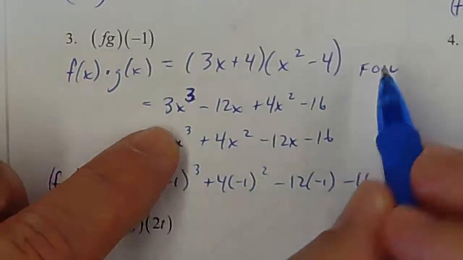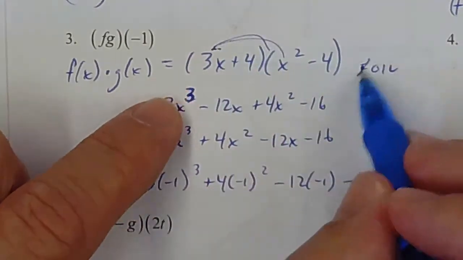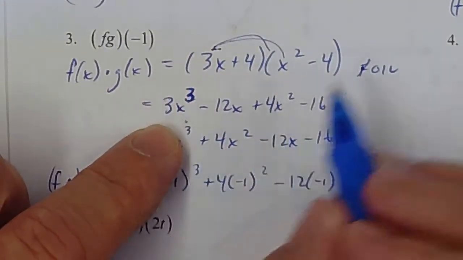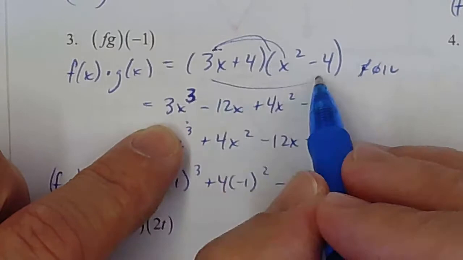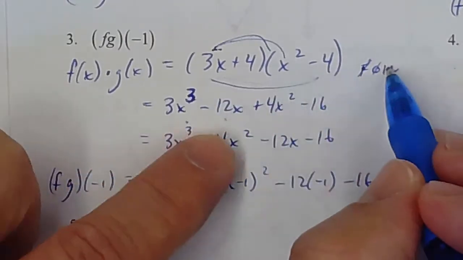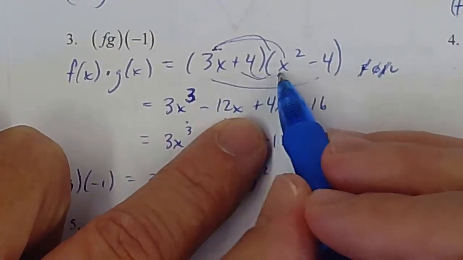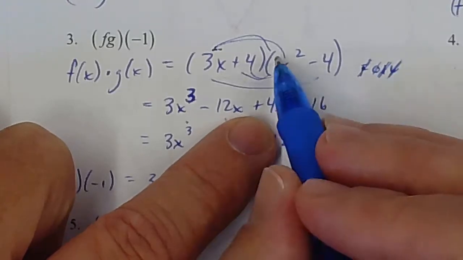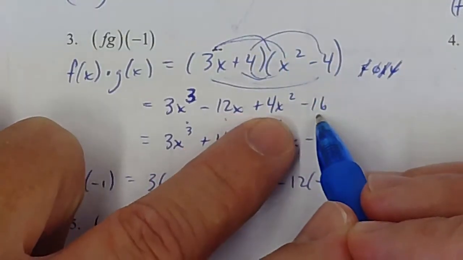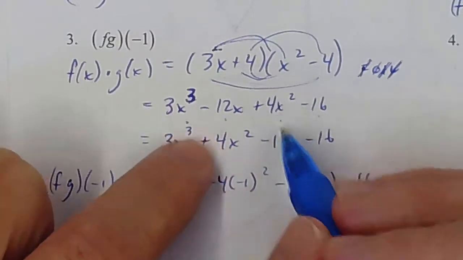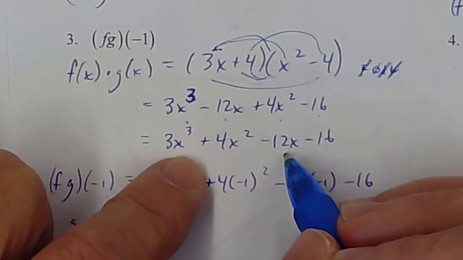Okay, so one step at a time. First times first, we get 3x cubed. Outside two terms, -12x. Inside two terms, we get 4 times x squared. And the last two terms, 4 times -4. Okay, maybe just rearrange it to put it in order. And then we're ready to plug in -1.